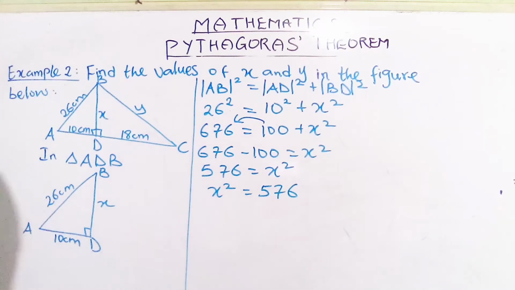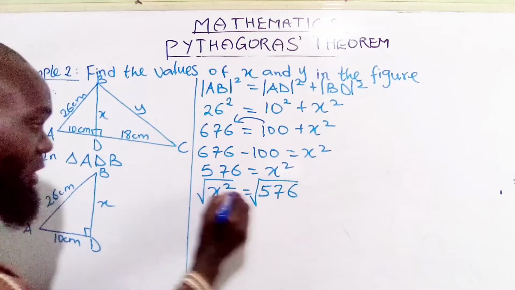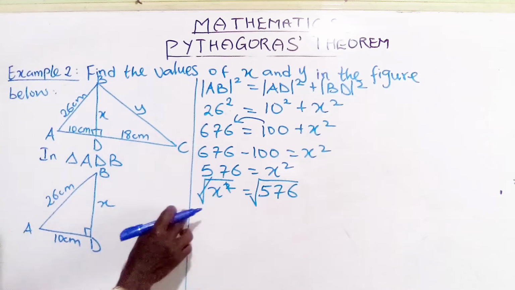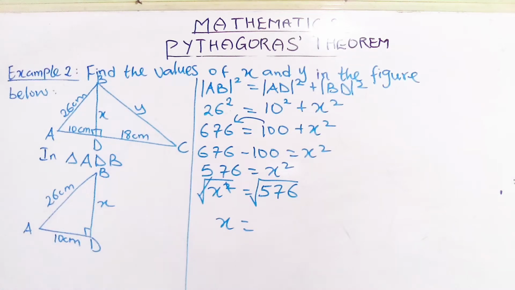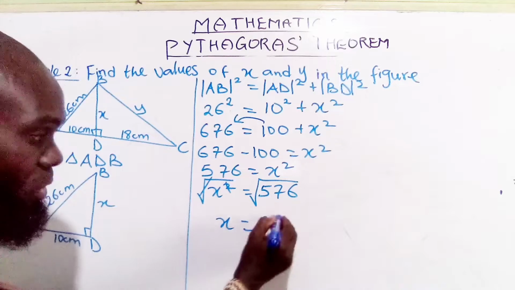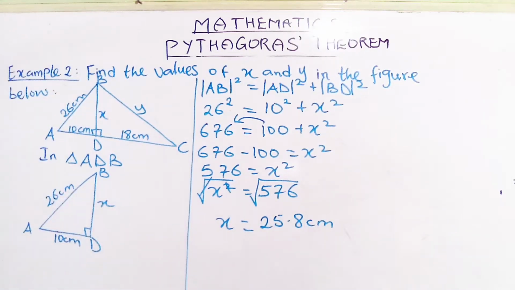Then we now square root both sides. Square root of this, square root of this. Square cancels square root. So we have x equals the square root of 576. When you press your calculator, we have 24 centimeters. So definitely our value of x is 24 centimeters.